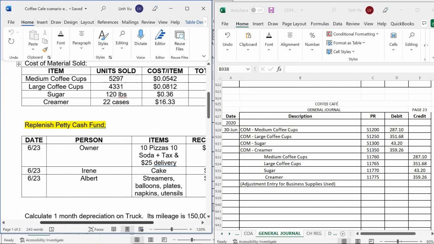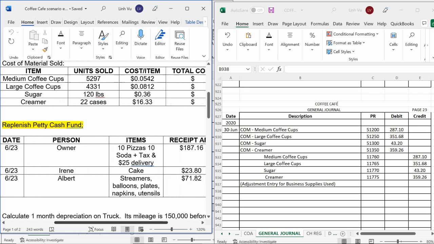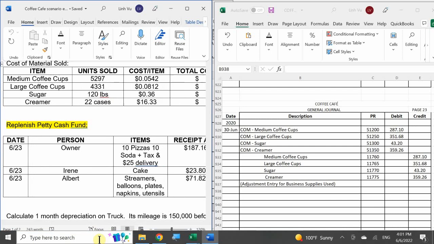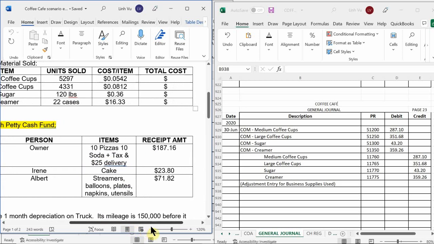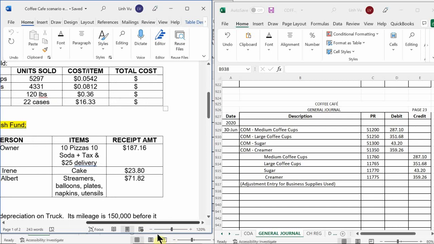Everybody took money from the petty cash drawer to buy the party supplies for the business party, right? For the grand opening party, right? The owner took out money to buy 10 pizzas and 10 sodas, tax and total, right? And we also got $25 for delivery. So in this case, a grand total of $187.16, right? That was taken out, right?